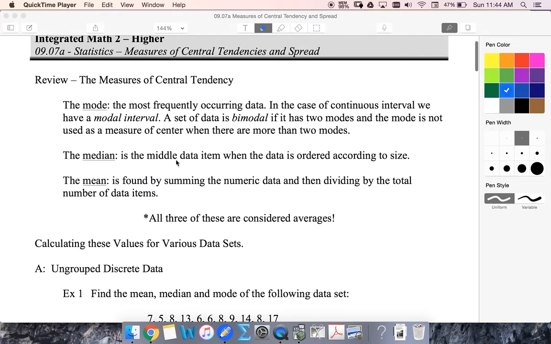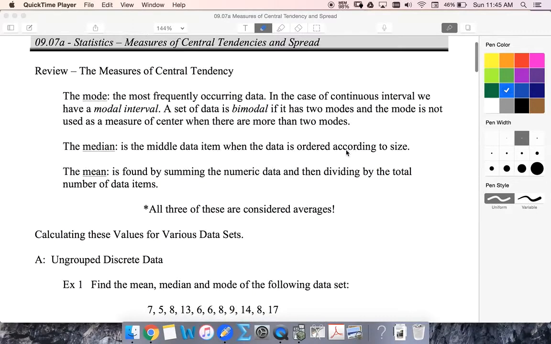Median is the middle item once the data is ordered. So you have to go ascending, change your data so that it's in order, and then find the middle data point. If there are two points that are exactly the middle, then you find the mean of those. And mean is when you sum all the data and divide by the total data points. This is super important: notice that I use the word mean, not average, because all three of these things are averages. They're all talking about central tendency.